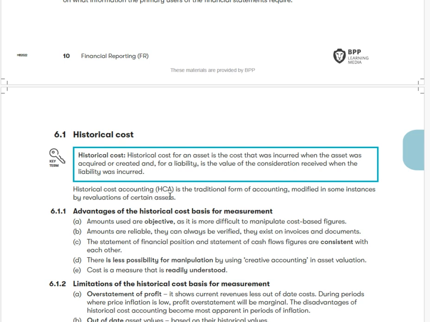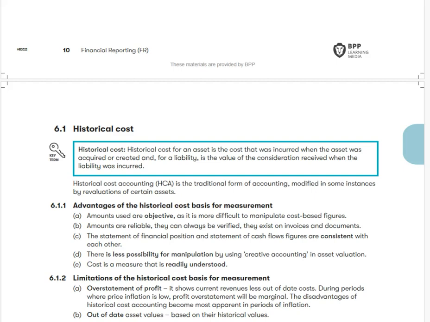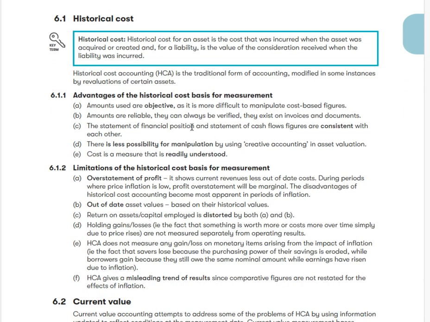Historical cost accounting is the traditional form of accounting, modified in some instances by revaluation of certain assets. In some cases, we revalue the assets as per the accounting standard, but otherwise, the historical cost of the assets is stated in the balance sheet or statement of financial position.